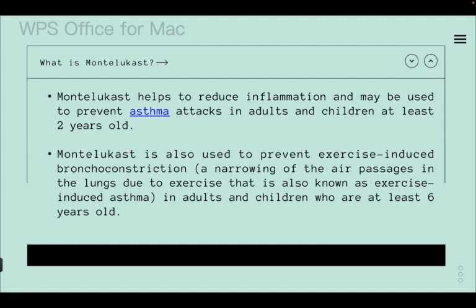So here is the answer to what Montelukast is. Montelukast helps to reduce inflammation and may be used to prevent asthma attacks in adults and children at least 2 years old. Montelukast is also used to prevent exercise-induced bronchoconstriction, which is a narrowing of the air passages in the lungs due to exercise, also known as exercise-induced asthma, in adults and in children who are at least 6 years old.